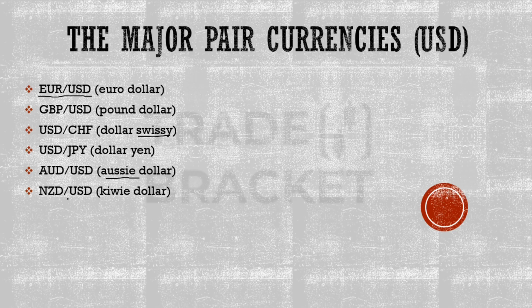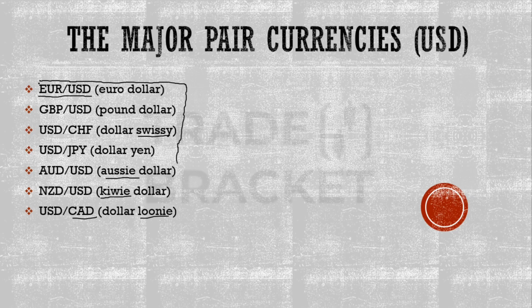Then next we have the New Zealand dollar against the United States dollar, also known as the Kiwi dollar. The other name given to the New Zealand dollar is the Kiwi. Then we have the United States dollar against the Canadian dollar, also known as the dollar loonie. The Canadian dollar is also known as loonie. Out of these pairs, the top 4 pairs are the most traded pairs. They account for the most transactions in the market, like I'll show you on the next slide.